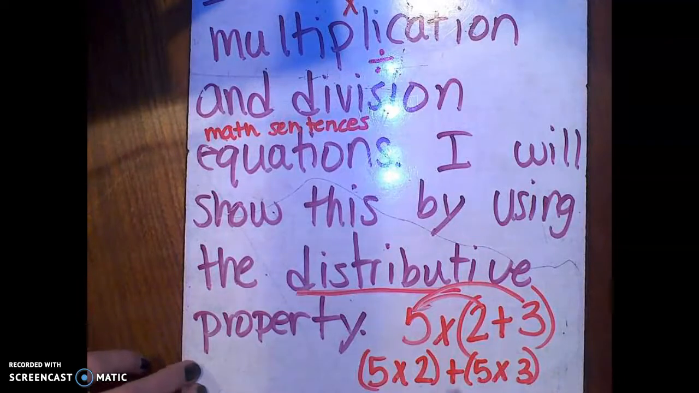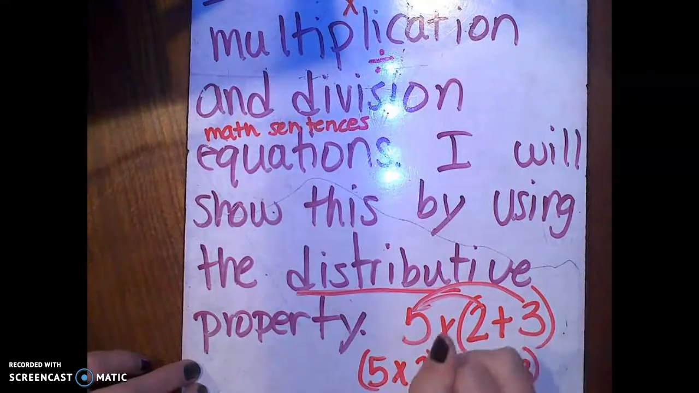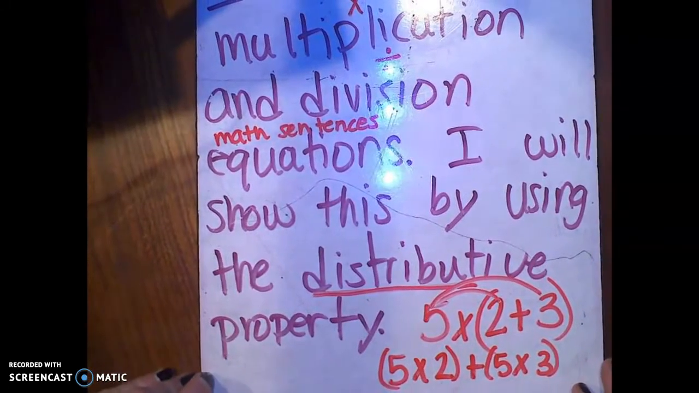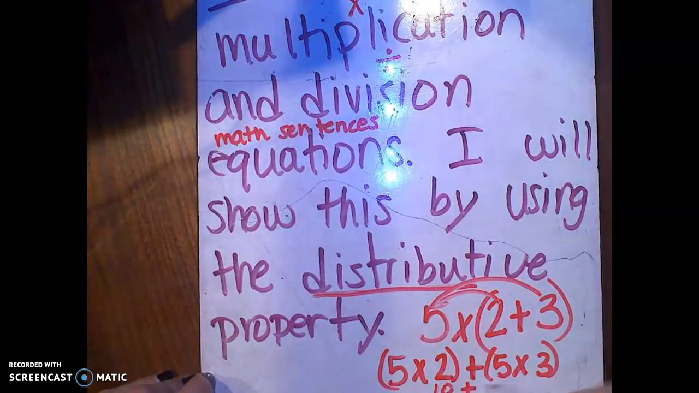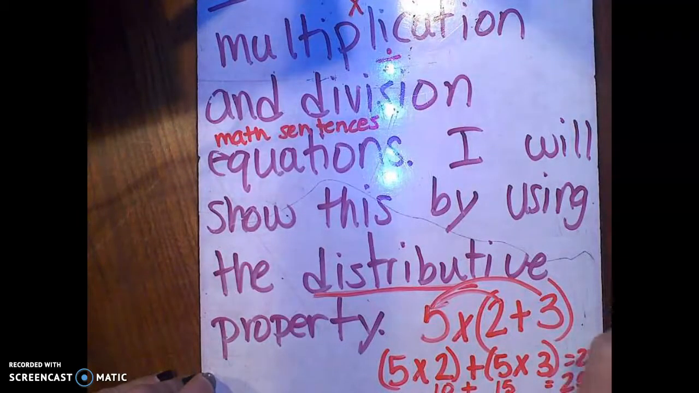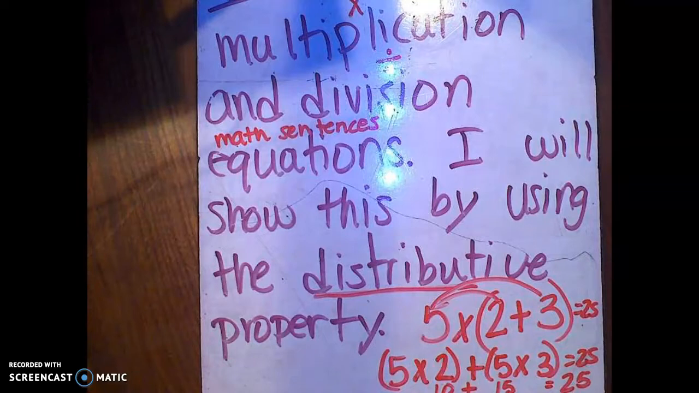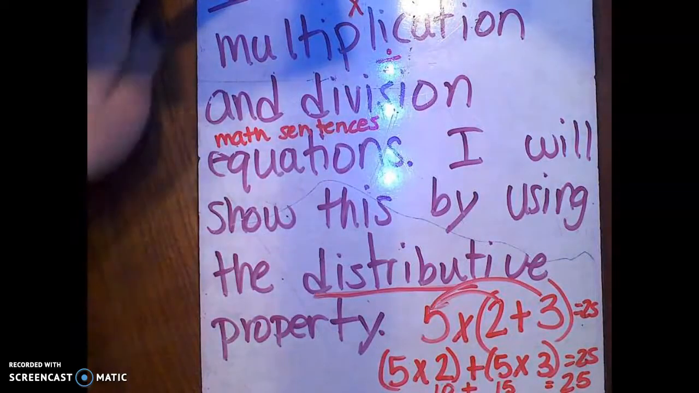Okay, so then 5 times 2 we know is 10, plus 5 times 3 is 15. So we've got, let me see if I can sneak this in here at the bottom, 10 plus 15 equals 25. That's just a very quick rundown of the distributive property. We're obviously going to go a lot more into this throughout the lesson.